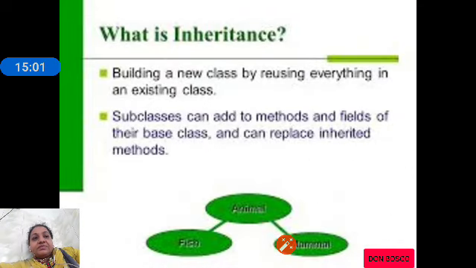Building a new class by reusing everything in an existing class. The new class is called a subclass. A subclass can have all the properties of the old class and its own properties. For example, you can see fish and a mammal. Both belong to the category of animal. So, fish and mammal will have all the properties of animal and their own properties.